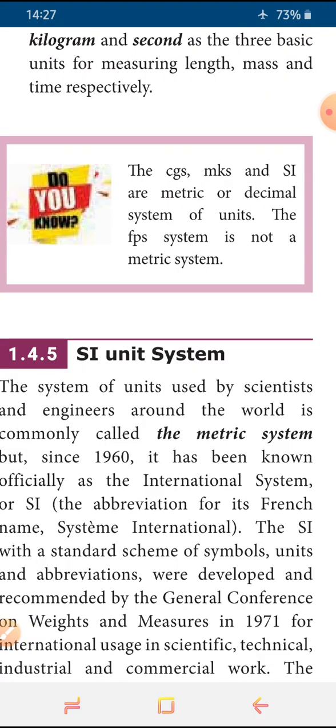Next is do you know. In this do you know, it is explained that for these 3 types of systems, two of them are metric or decimal systems of units. The FPS system alone is the exception here. Okay, the other 2 are metric or decimal.